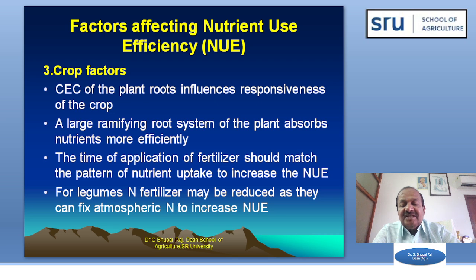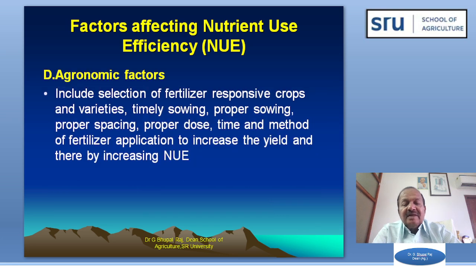So there is the requirement of nitrogen may be low. Then agronomic factors, if it comes, it includes selection of the fertilizer responsive crops and varieties, timely sowing, proper spacing, proper dose, time and method of fertilizer application to increase the yield and thereby increasing the nutrient use efficiency.